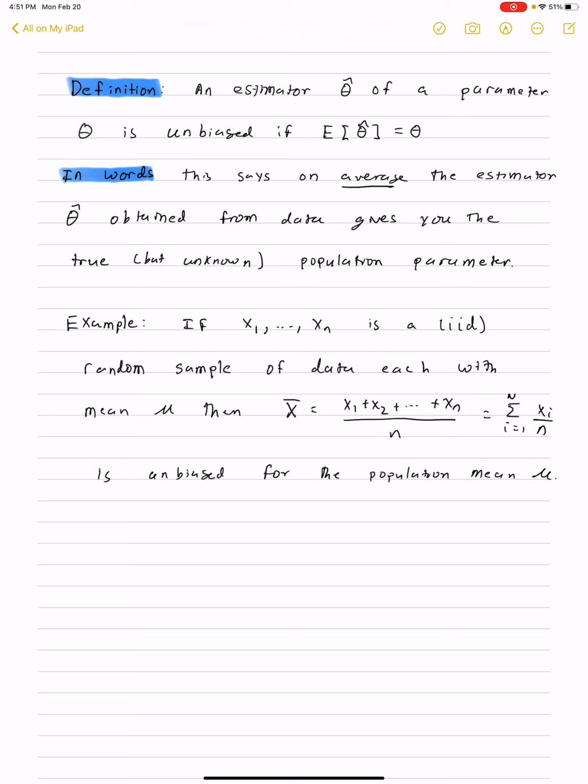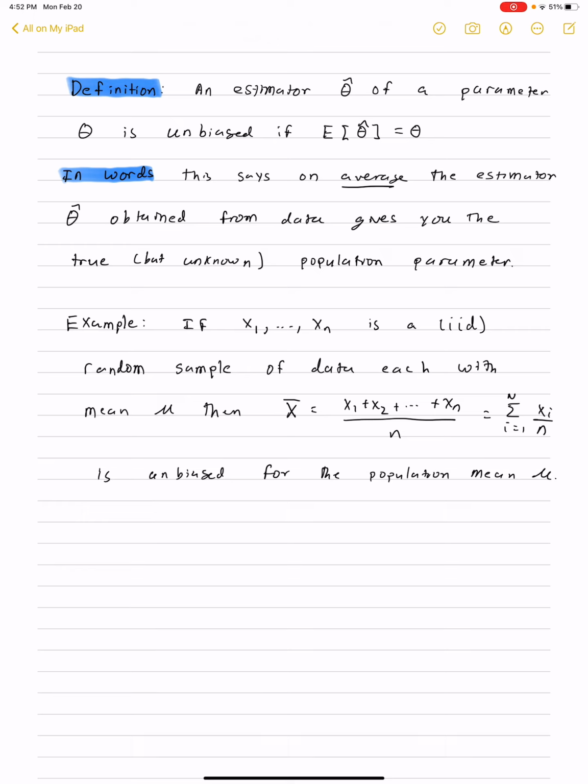Today I'm going to be talking about unbiased estimators. So the definition of an unbiased estimator is in blue and highlighted, and it says an estimator, which you can obtain in a variety of methods. The two most common are called maximum likelihood or method of moments estimation. But however you obtain an estimator, it's unbiased if its expected value is the true parameter theta.